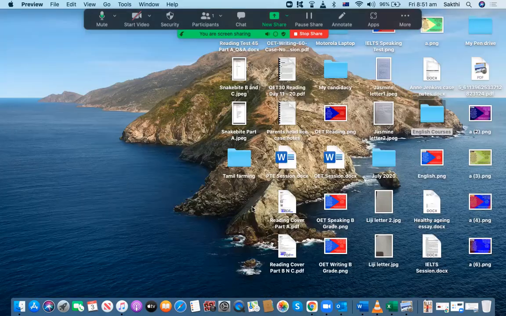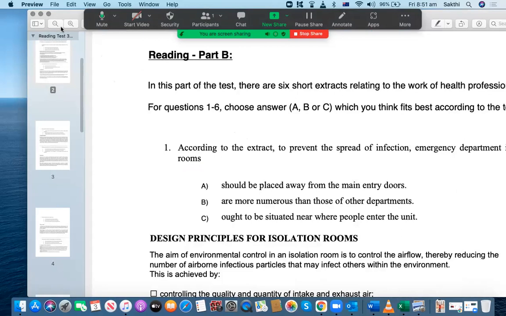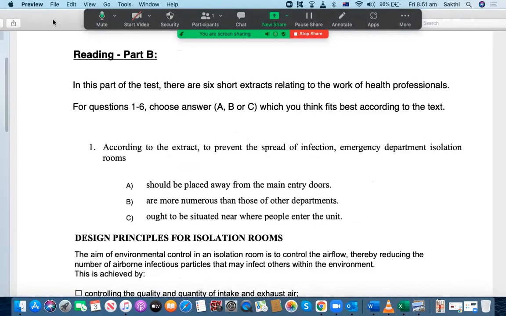Now I would like to transition to the reading test, and then we will go ahead with that. I wish you good luck, everyone.